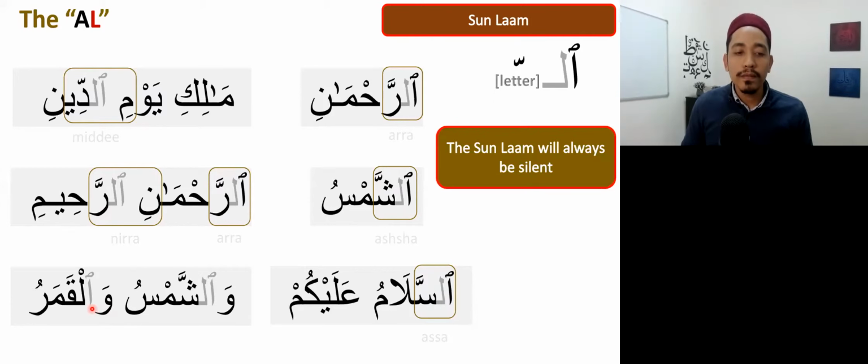Wal-qamaru. What type of lam is this and how do you know? It's a moon lam. How do we know? Because of the sukoon. Perfect. 100%. Wal-qamaru. That is why I'm saying wal-qamaru. Wash-shamsu wal-qamaru. Perfect.